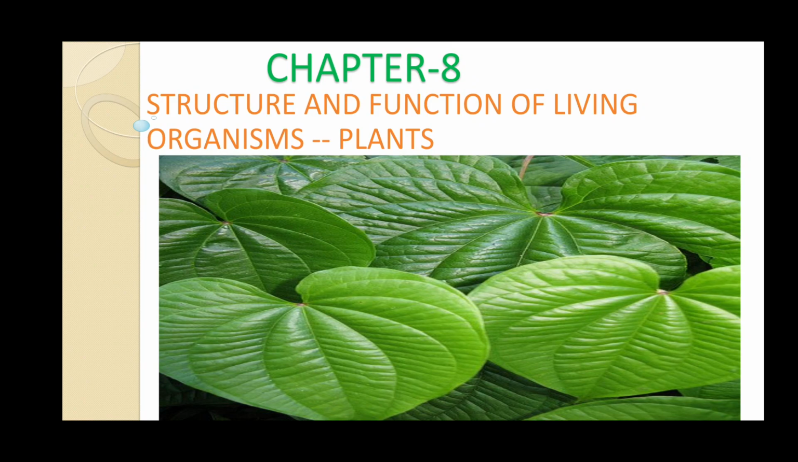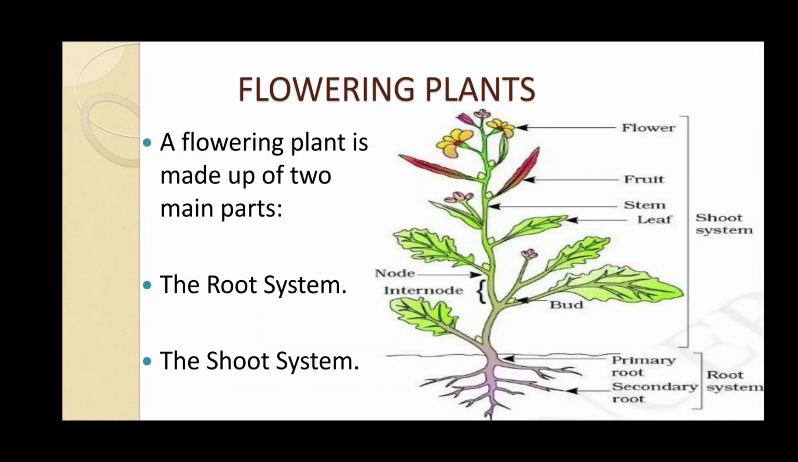Students, when we look around we see lots of plants around us. Most of these plants are flowering plants. So, what are flowering plants? The plants which bear flowers. These flowering plants are made up of two main parts, the root system and the shoot system.